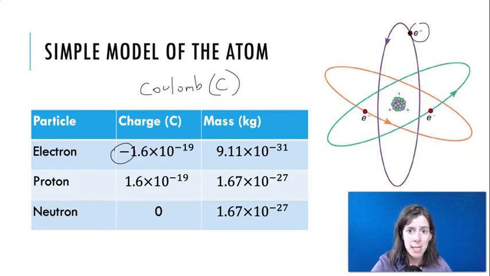And finally, this chart shows us a little bit about the neutron. Neutrons are also found in the nucleus, and they're neutral. They have no net charge, so their charge is 0, and they have the same mass as the proton. So you're definitely not going to have to memorize all of these numbers. They will be provided to you. But this is just a good introduction to our positive and negative charges and where they are found in the atoms.